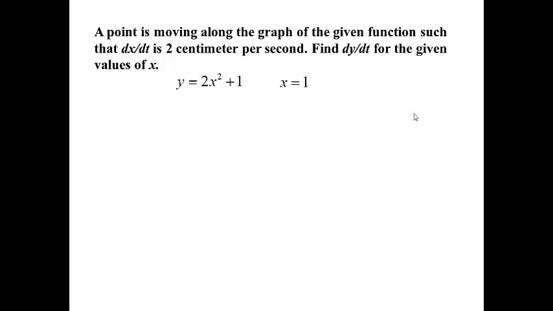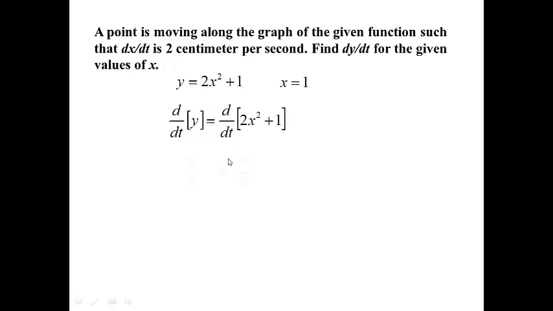All right, now let's do one in context. Wait, before we do the one in context, let's do this one. Oh, this one actually is in context. A point is moving along the path of a given function such that dx dt is 2 centimeters per second. Find dy dt for this value of x. So we have a parabola, right? And a point is moving on our parabola at a rate of 2 centimeters per second on the horizontal axis, dx dt. We want to know how it changes on the y-axis.